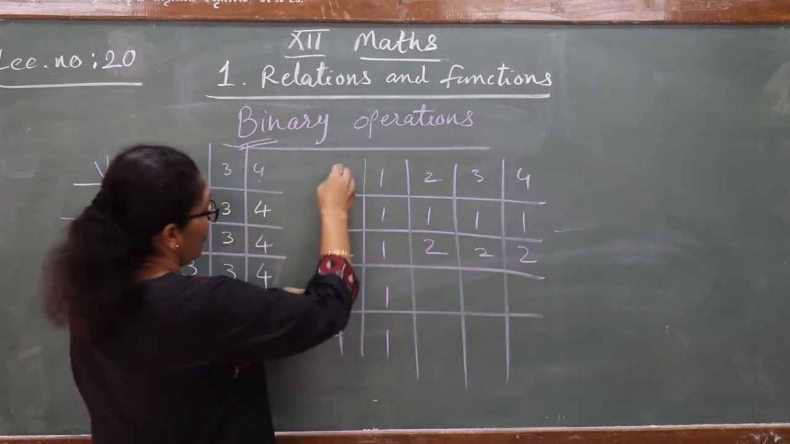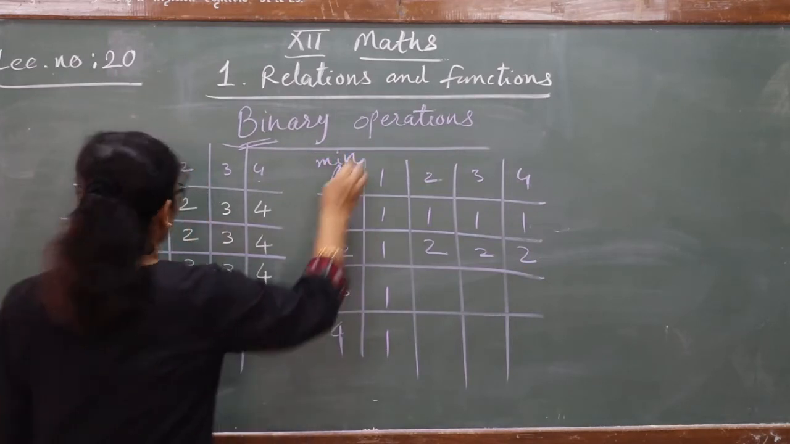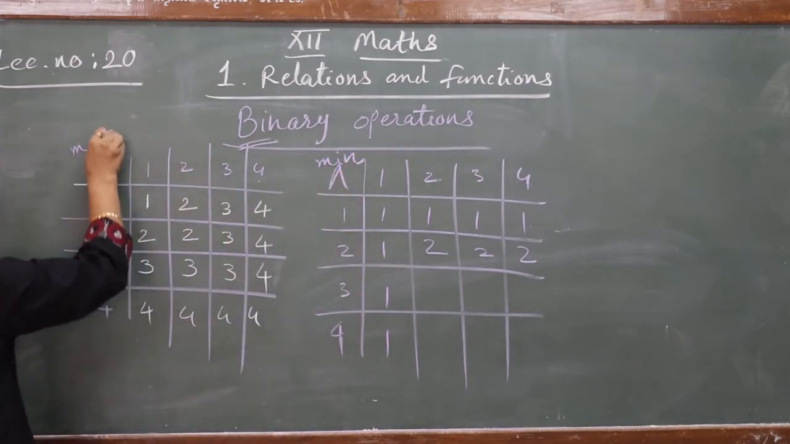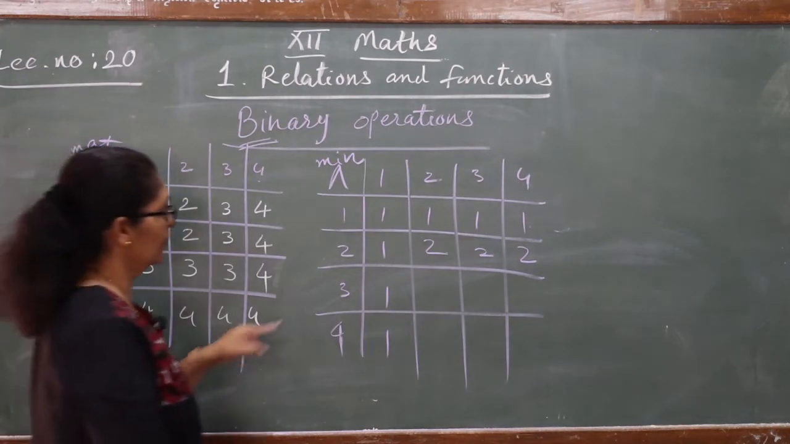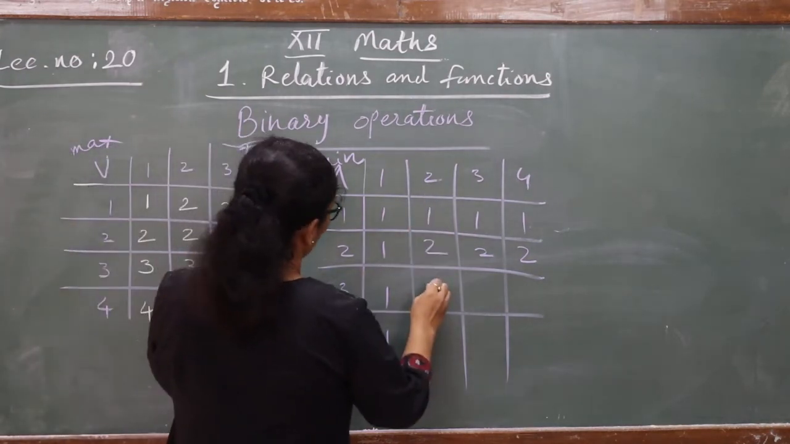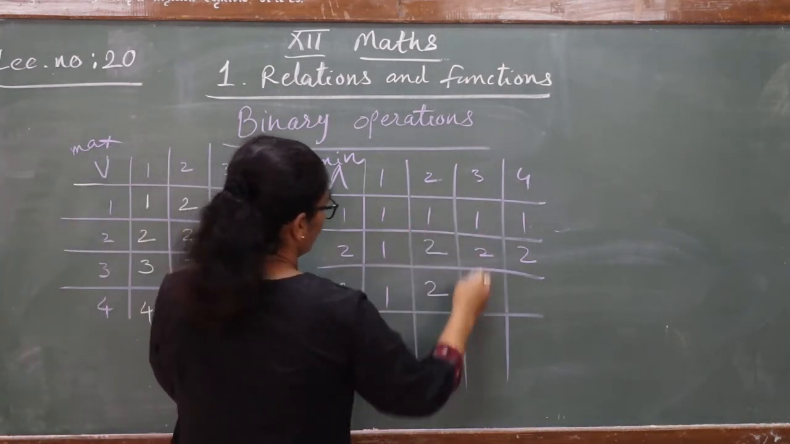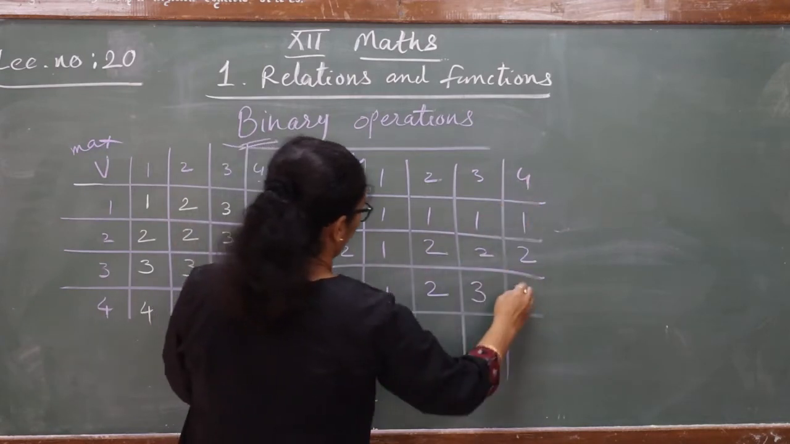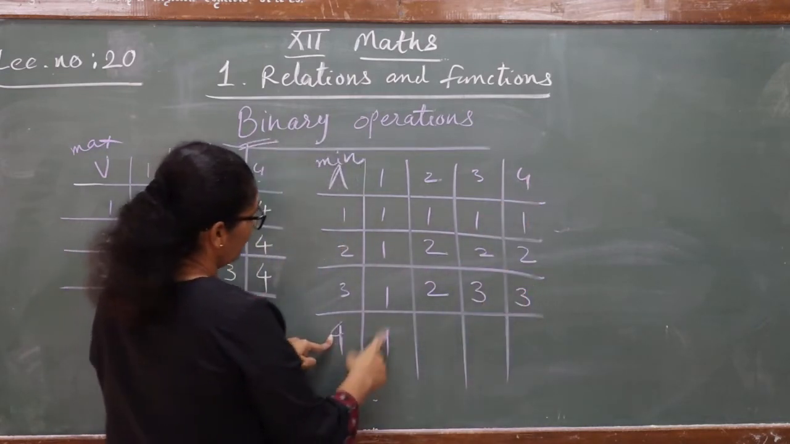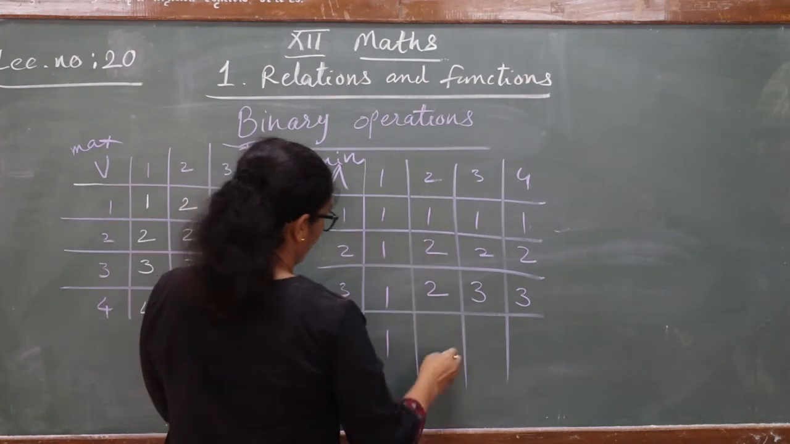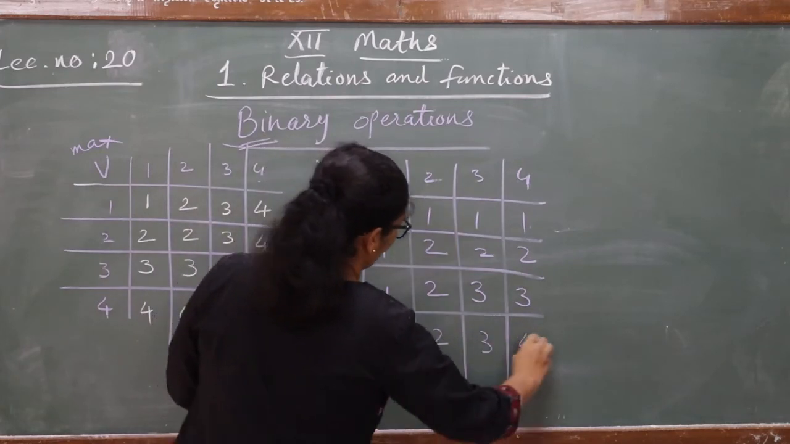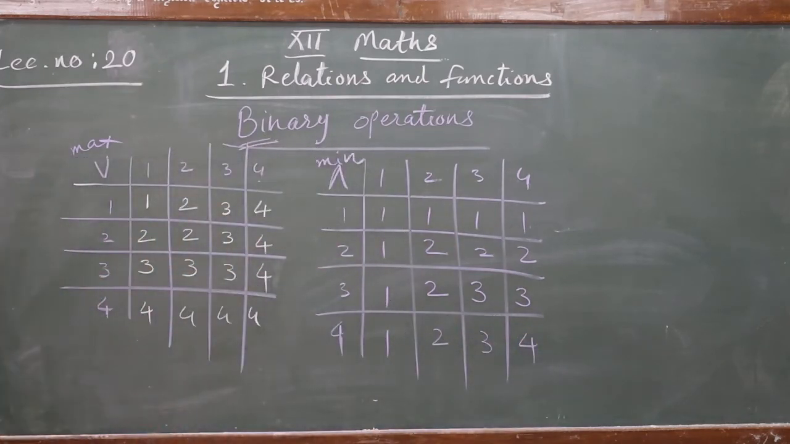We are discussing the minimum. Here you remember the minimum, and the upper side means the maximum we have taken. 3 and 2, minimum 2. 3 and 3, minimum is 3. 3 and 4, minimum is 3. 4 and 1, minimum is 1. 4 and 2, 2. Here 3 and last is 4. Check: we have taken 1 to 4 and we are getting the answer also between 1 to 4 only.